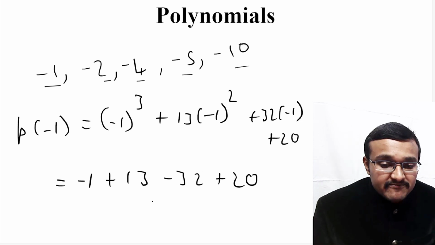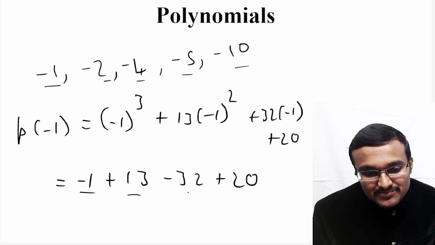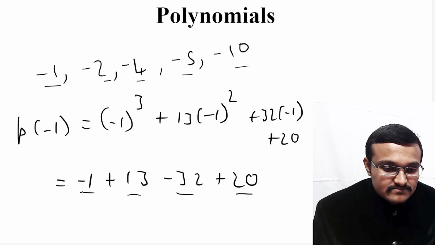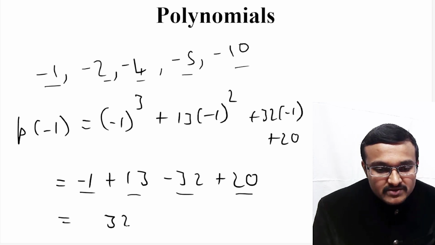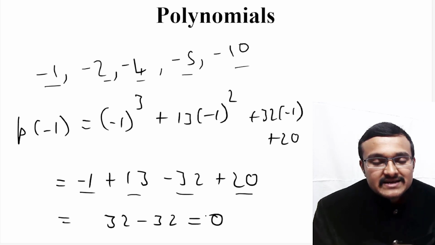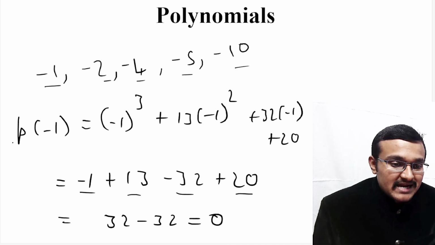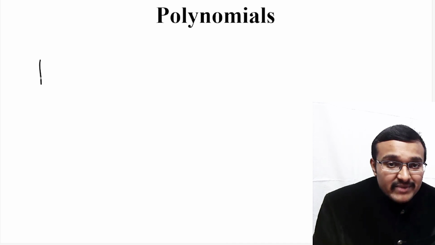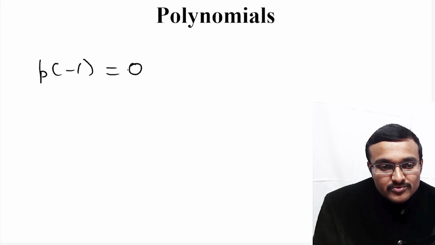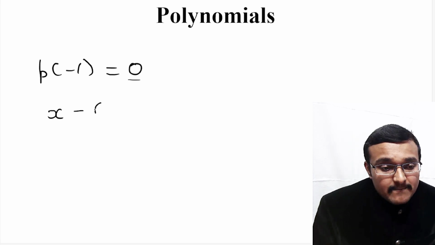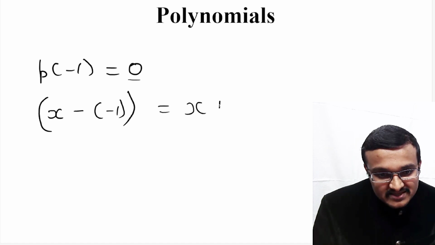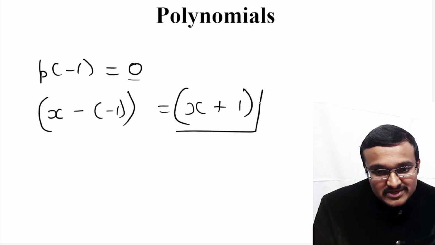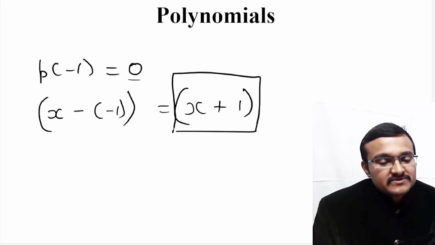So now we are getting minus 1 plus 13 minus 32 plus 20. Minus 1 plus 13 is plus 12. Plus 12 plus 20 is plus 32. Minus 32 is also there. So you'll get 0. That means p of minus 1 is equal to 0, which means x minus of minus 1 is a factor of this polynomial, which is nothing but x plus 1. So x plus 1 is one factor of this polynomial.